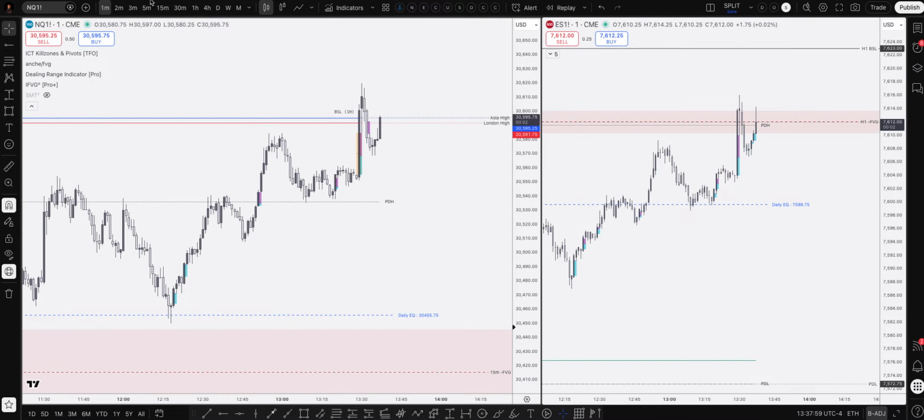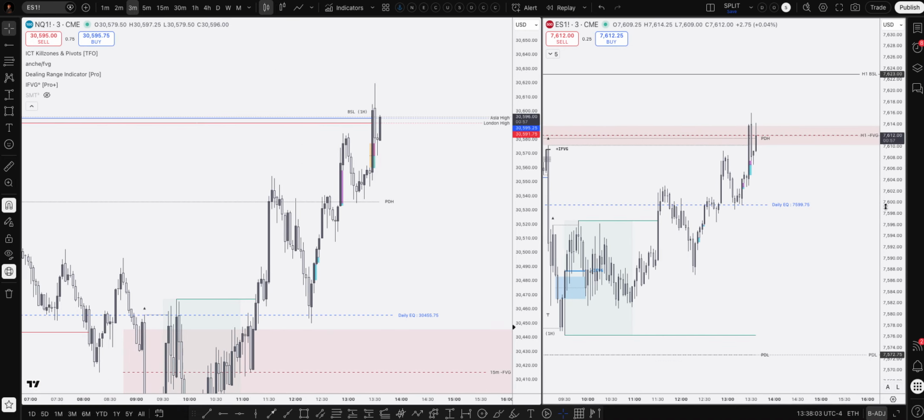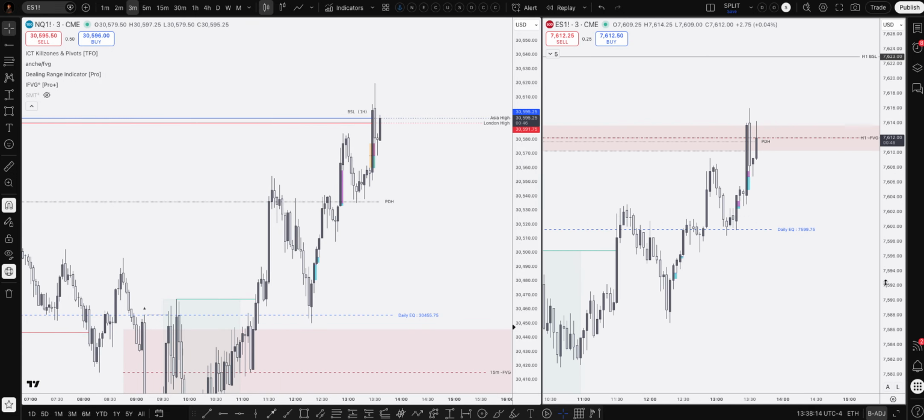Look at the 3-minute on ES. Let's do it. 3-minute on ES. Daily EQ. I know it's not singular, but it was obvious. NQ going for Asia high. Yeah, so you played a draw on liquidity idea for NQ. And this is the setup you took, I'm assuming, right here.